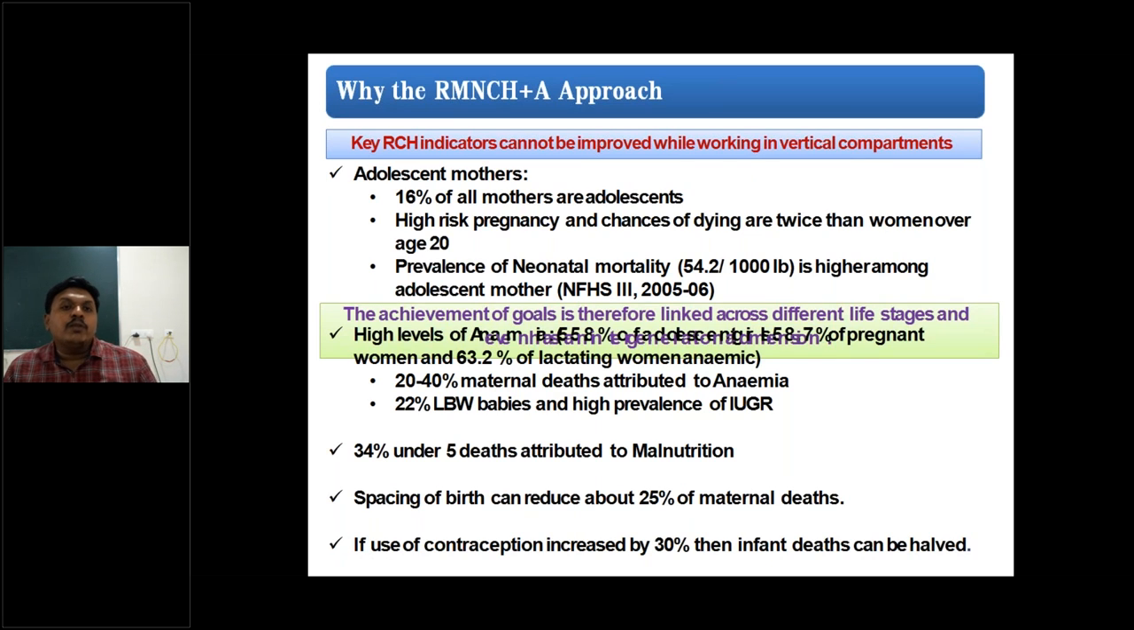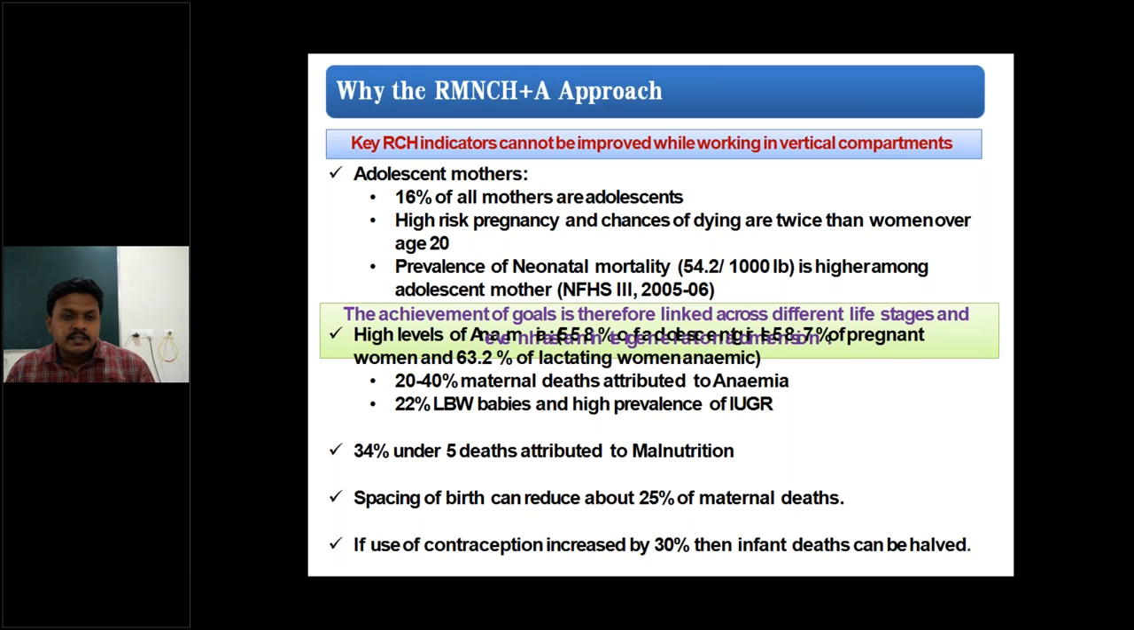Then why do we have to approach through this RMNCH plus A strategy? Because key RCH indicators cannot be improved while working in vertical components. Not only if you take care of pregnant women will the maternal mortality rate get low. I already explained, it's a continuum. If you take care of all the people in all the life stages, then only the maternal mortality rate and the infant mortality rate will come down. That is what is meant by that.